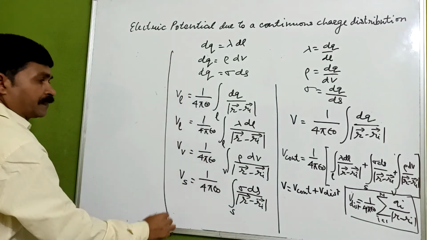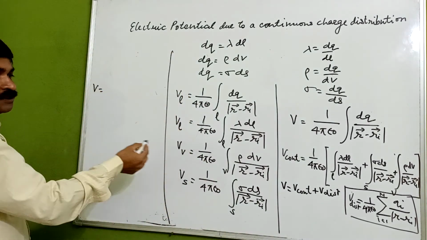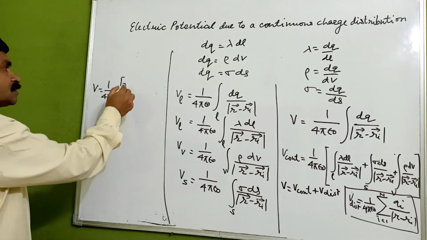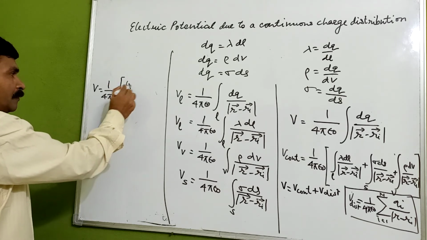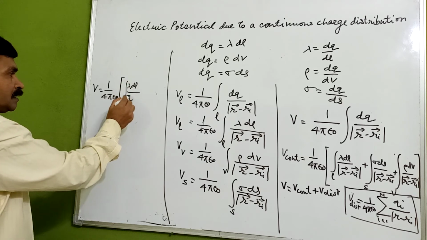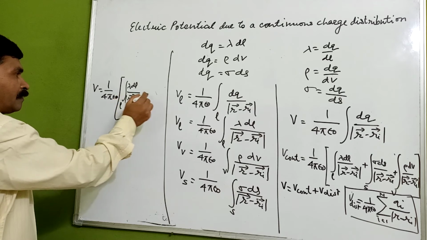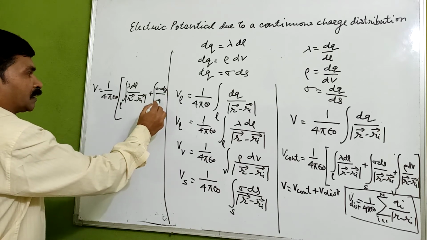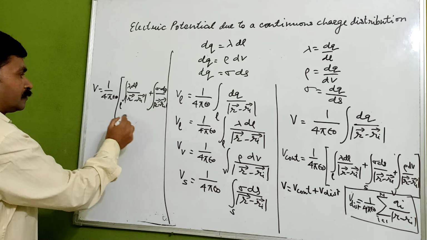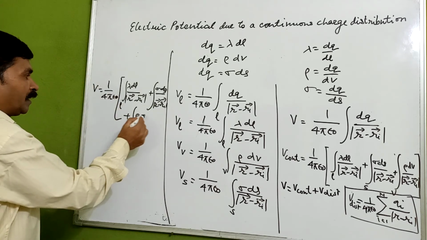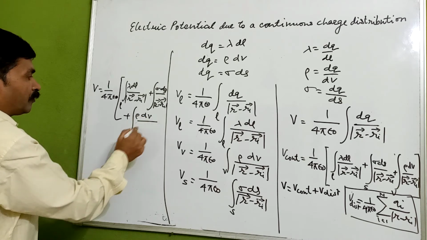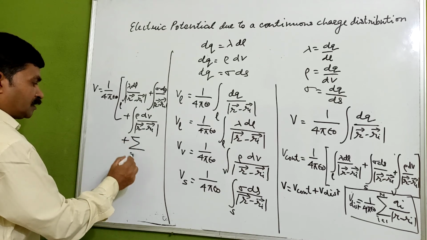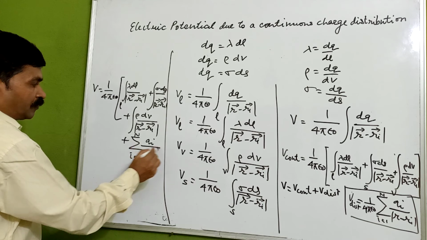Finally we can conclude that the electric potential because of the continuous as well as discrete charge distribution will be given by 1 upon 4 pi epsilon naught, times lambda dl over the length upon this, plus sigma ds upon vector r minus vector ri, plus rho dv upon this vector, this minus this, plus the summation of i equal to 1 up to n of Qi upon this.